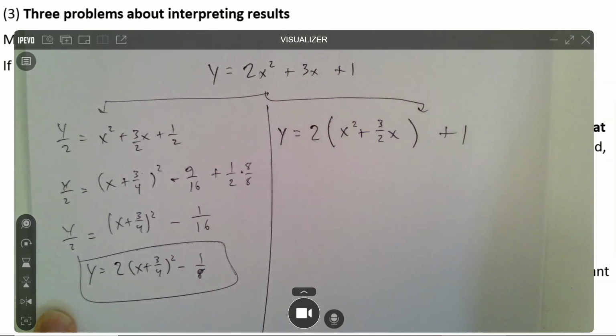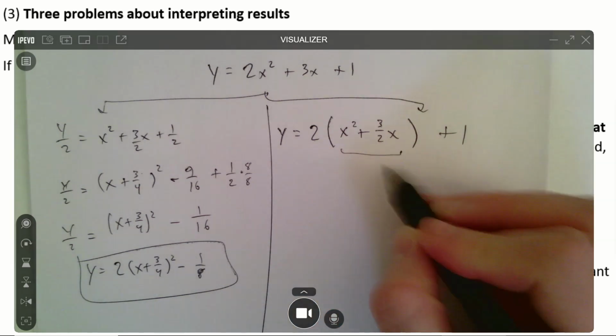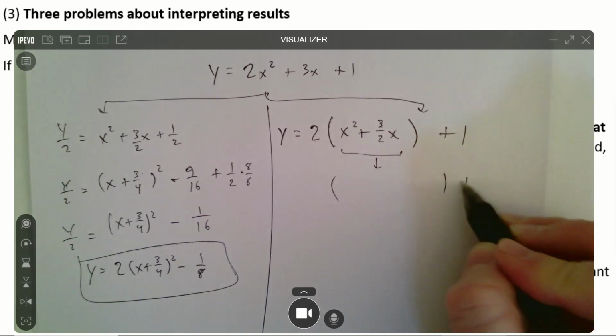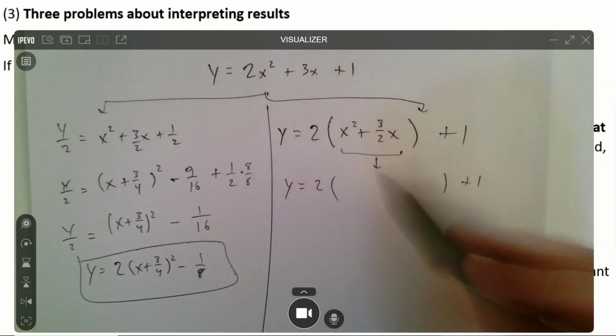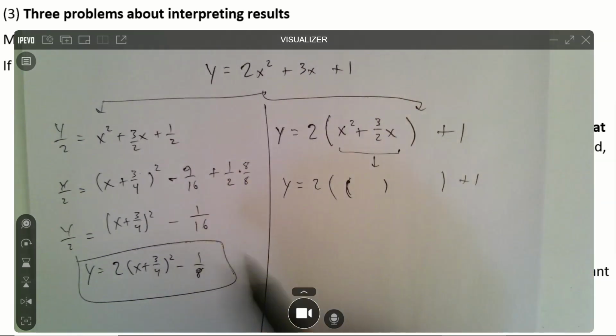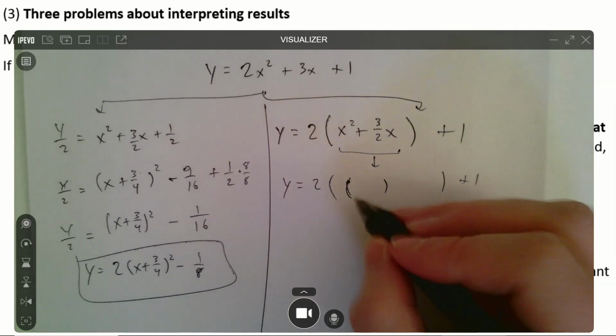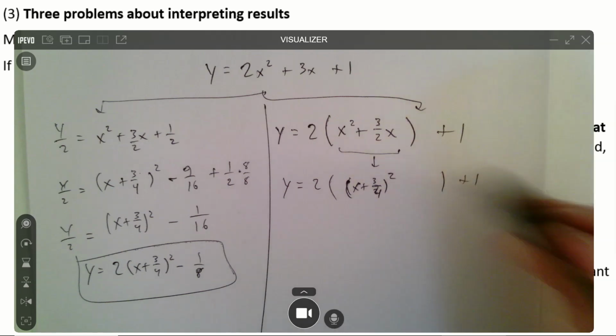And then the 1 is still there on the outside. Okay, so now I'm going to complete the square just on the inside here, but everything else is going to be the same. So I'm going to put parentheses, and I'm only going to work within the parentheses. All right, so now that completing the square is kind of the same as up here. I've got x plus 3/4 squared.